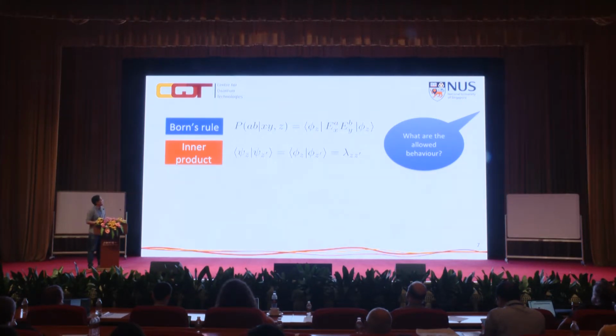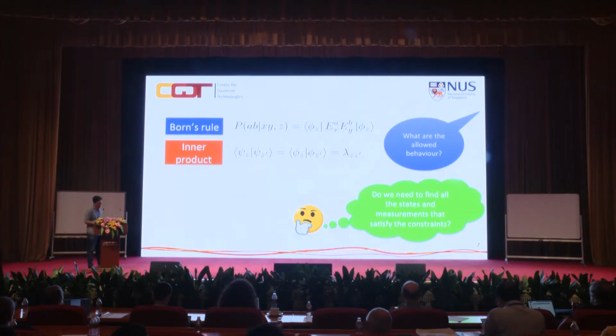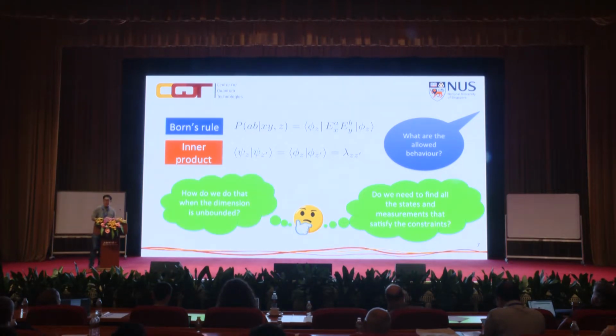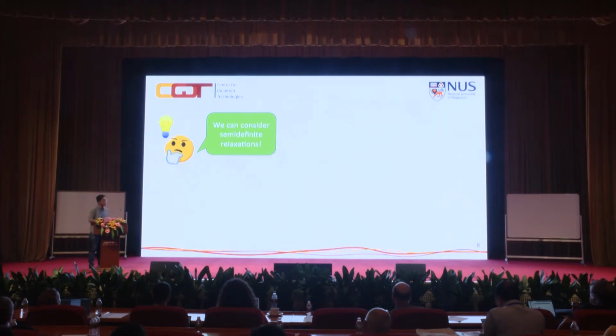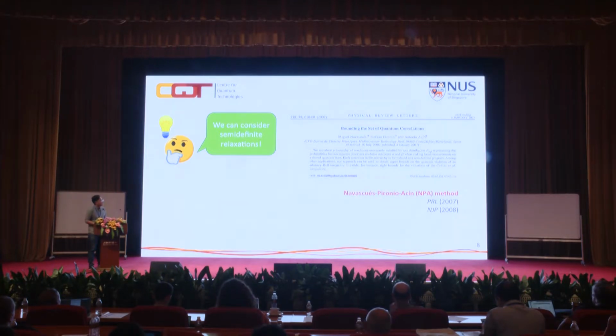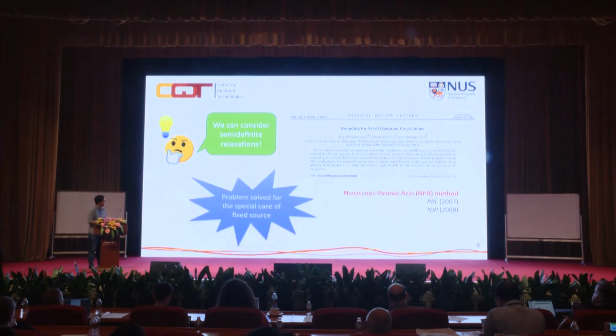So one nice way to answer this question is to consider all the states and measurements that satisfy these two constraints. But unfortunately, this problem is very difficult, if not impossible, especially if the dimension is not bounded. Luckily, we don't give up here, and we can still consider an alternative method that is using semi-definite relaxations. This has been proposed before in the context of quantum non-locality by Navascués, Pironio, and Acín. That's why this method is now famously called the NPA method. So this is actually a solution to the special case of our problem where the source is fixed. That means only one value of Z is allowed.